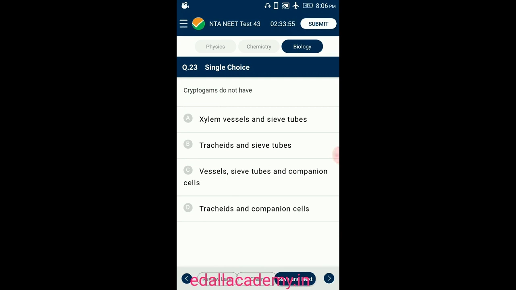Pteridophytes are the first successful land plants that have vascular tissues. Xylem consists of tracheids only for the conduction and vessels are absent. Phloem consists of sieve cells only, sieve tubes and companion cells are absent. So the answer for this question is option C. Cryptogames do not have xylem vessels, sieve tubes and companion cells.